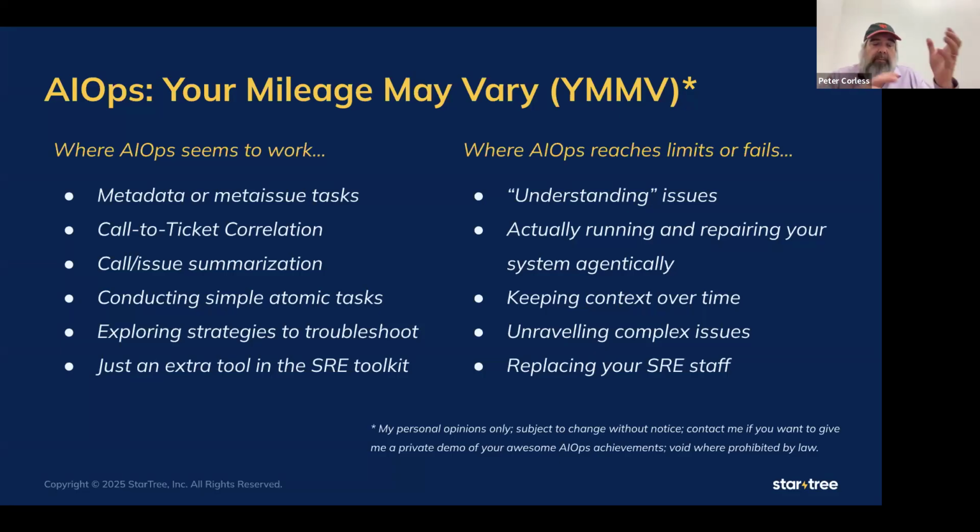Is it the network? Is it the platform team, right? And you want to get a call issue summarization. That's a natural fit for large language models. There is also a utility for AI in simple atomic tasks. So you give it a very specific, discrete thing and say, do this specifically. And those are places where it seems to have worked.